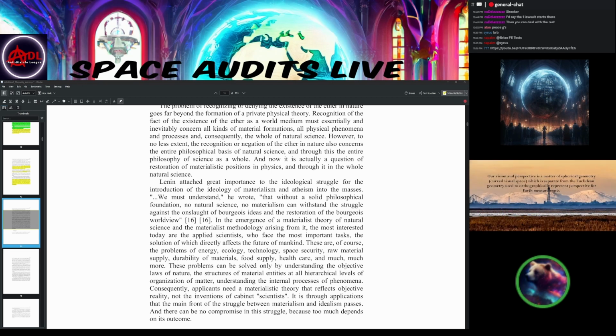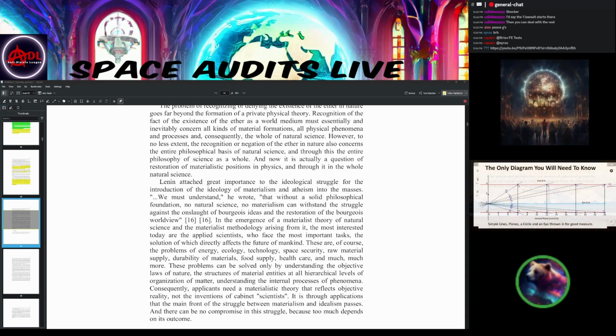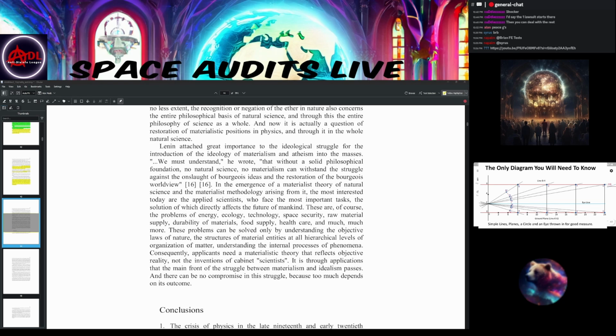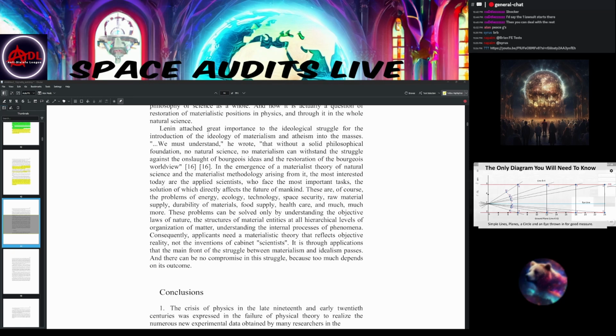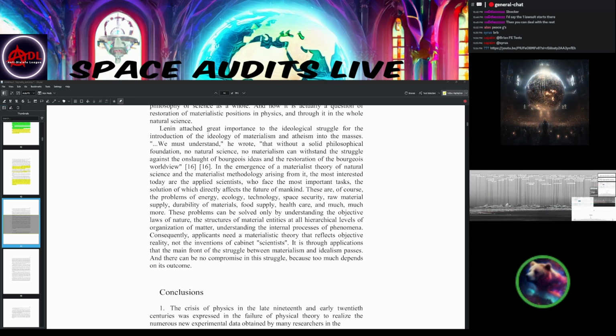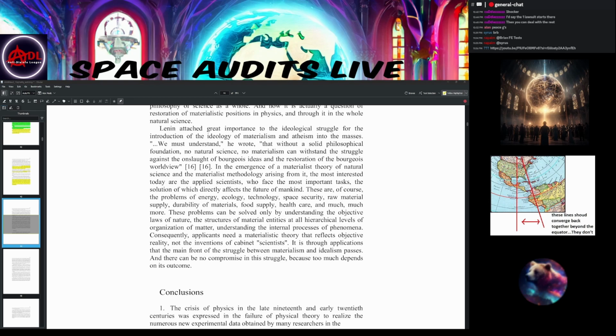These problems can be solved only by the understanding of objective laws of nature and the structure of material entities at all hierarchical levels and the organization of matter, understanding the internal processes of the phenomenon. Consequently, applicants need a materialistic theory that reflects objective reality and not the inventions of cabinet scientists.